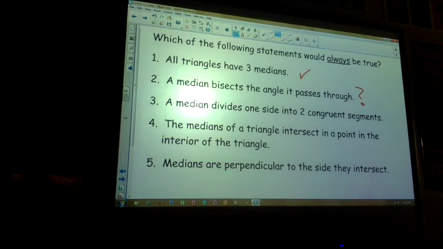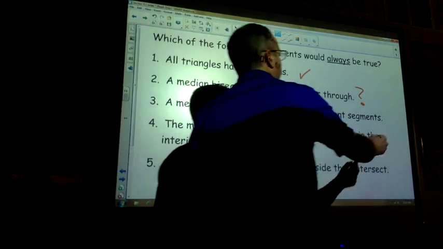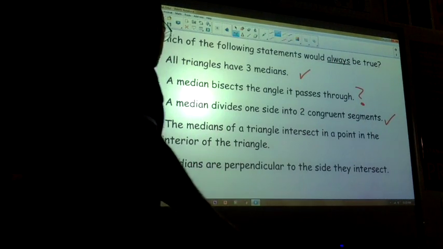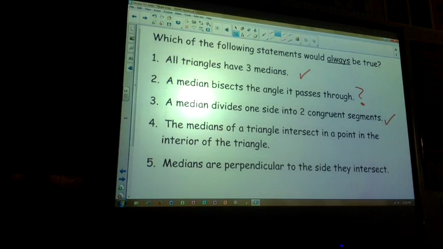A median divides one side into two congruent segments. Yeah. Okay, if I have the length of this side and I find the middle of that, this segment and this segment are equal to each other. So yeah, that works. I like that. The medians of a triangle intersect in a point in the interior of a triangle. As far as this goes, it seems like, yes, it's going to work.